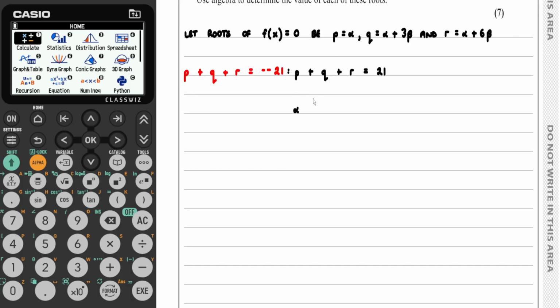I know what p is, that's alpha. I know what q is, that's alpha plus 3 beta. I know what r is, that's alpha plus 6 beta. And adding these together and setting it equal to 21, we've got the equation shown here. So simplifying, I've got 3 alpha plus 9 beta equals 21, and if I divide through by 3, I've got alpha plus 3 beta equals 7, and if I rearrange, I've got alpha equals 7 subtract 3 beta.